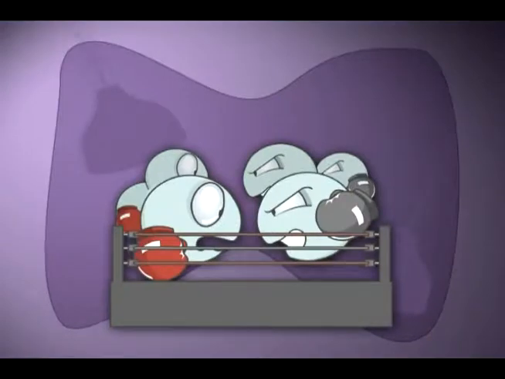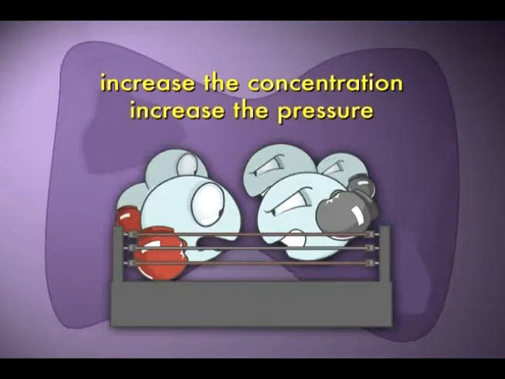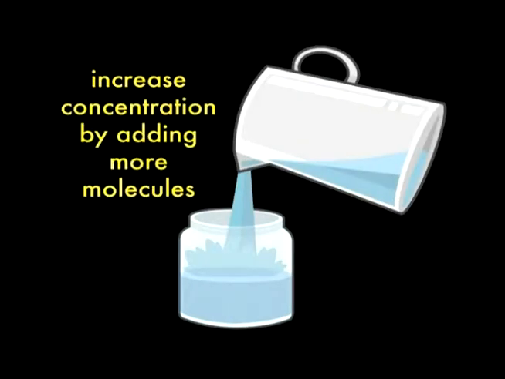We can also force more collisions by putting lots of molecules into a small space. There are a couple of ways to do this: increase the concentration or increase the pressure. Concentration matters because molecules are more likely to collide if they're crowded. You can increase concentration by adding more molecules. If you can't add more molecules, you can always raise the pressure, which does almost the same thing. Increasing pressure forces all the molecules closer together. Either way, the reaction speeds up.